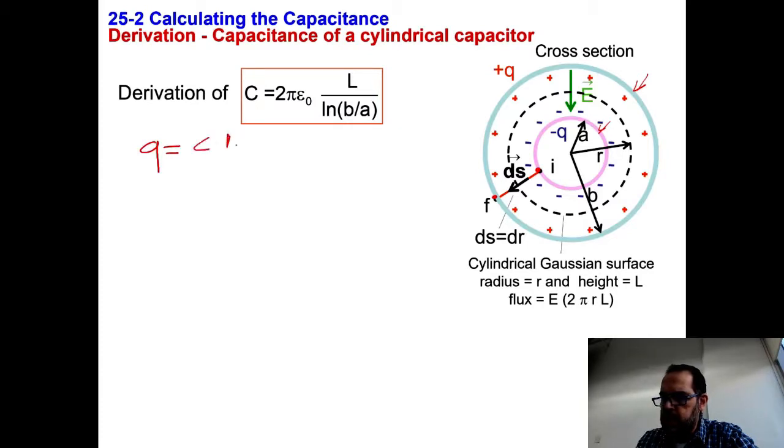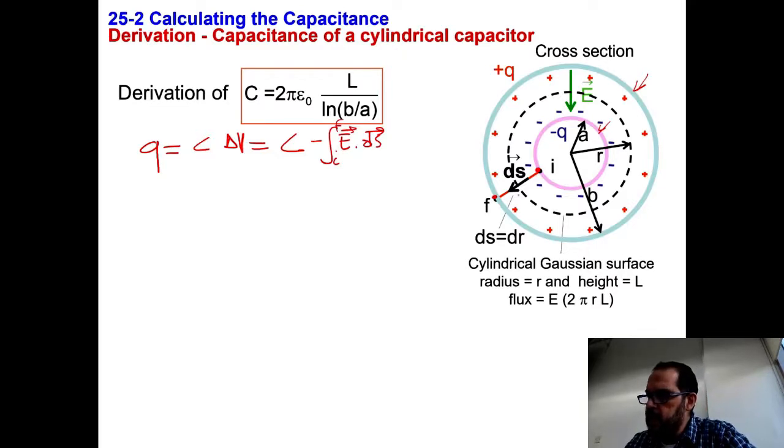Q is C delta V, and we know the delta V is minus E dotted with ds. So this is C times minus E dotted with ds from initial to final position. Again, notice the electric field makes an angle of 180 degrees with the displacement vector ds. So we can write this is equal to C the integral of E ds from initial to the final position.